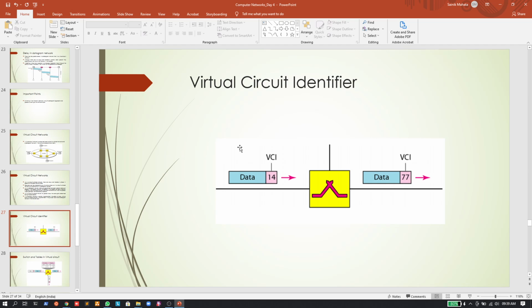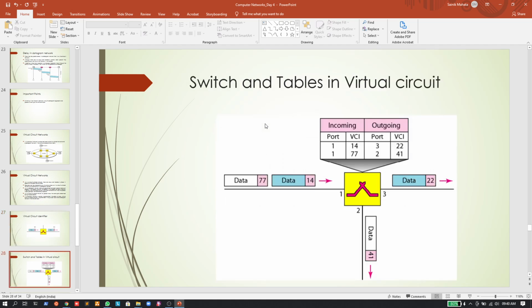But in the case of a virtual circuit network, we see that the address is not the destination address or the source address. It is simply called the virtual circuit identifier. And what is this address all about? It just says that this is the address of the next switch that the packet will go to. So this address is called a virtual circuit identifier. Now we will see how, using the virtual circuit identifier, a connection is set up.